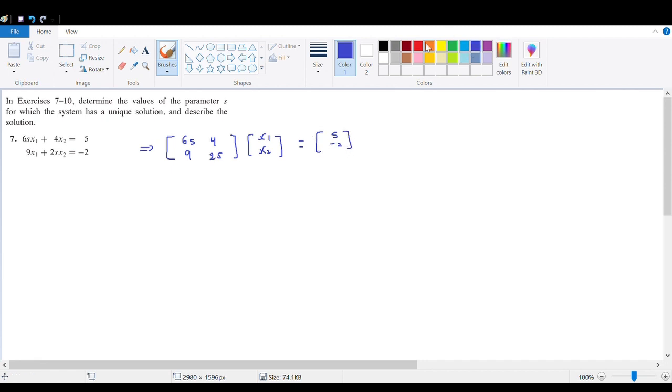So now we need to find the determinant. If we say this one is A, the determinant of A is equal to 6s multiplied by 2s, so this is 12 s squared, minus 9 multiplied by 4, this one 36. If we take 12 as a common factor, we are left with s squared minus 3, sorry.